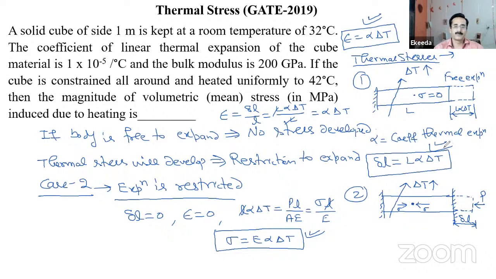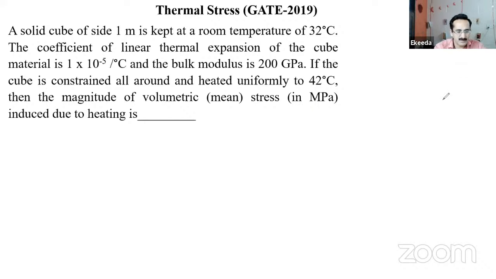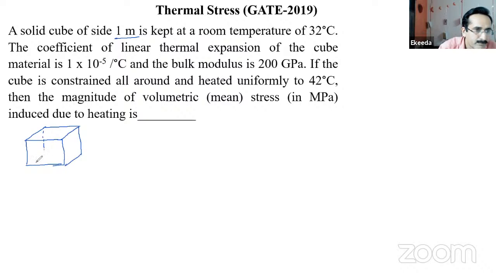Now we can solve this question. How to solve this question? In this question, it is given that a solid cube of side 1 meter is there. A cube is there. This is the cube, right? This is a solid cube.